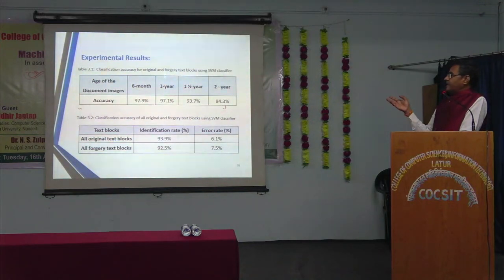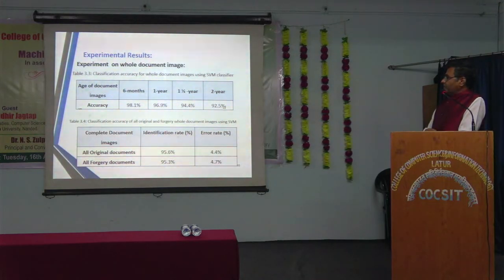So the result is the classification accuracy of original and forged text blocks using the SVM classifier, working on different blocks. For example, all original text blocks are classified as original, but missing 2006.1. All the forged documents are classified as forgery, but missing 7.1. So this is the error rate that we have obtained on the block. This we have also done on the whole document.